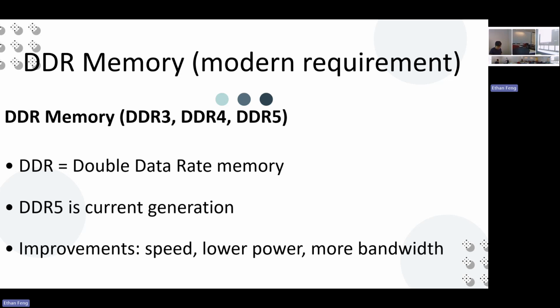So if we can lower the voltage from 1.5 volt to 1.3 or 1.2, and we can still initialize the RAM, that means we can overclock the RAM much more. The other one is bandwidth.